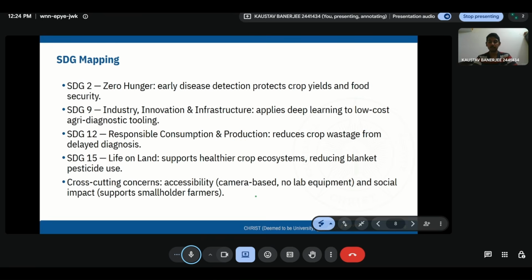SDG mapping. Our project also has relevance beyond technical aspects. It connects with SDG 2, Zero Hunger, because early disease detection can help protect crop yields. It relates to SDG 9 because we are applying deep learning technology to agricultural problems. It also relates to SDG 12 since better disease identification could potentially reduce crop wastage. Finally, it connects with SDG 15 because healthier crops and more targeted disease management can contribute to a healthier ecosystem.